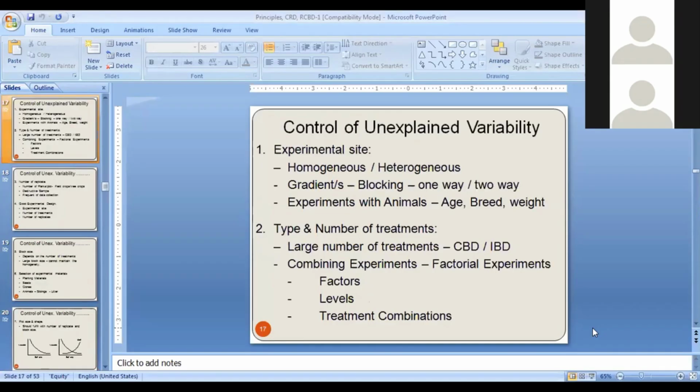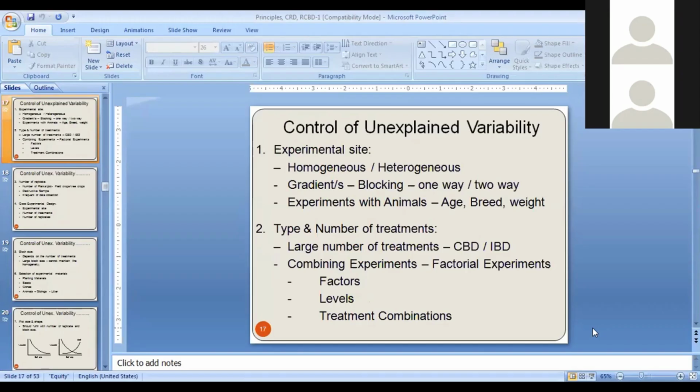Can you all see the screen? I didn't put it into presentation mode. Can you all see? Yes. Sudharshan? Yes, sir. Right, okay, fine.